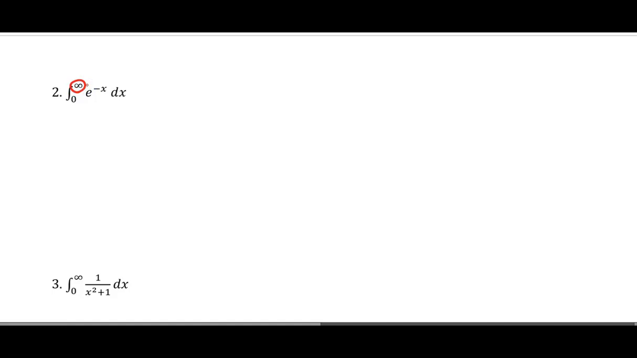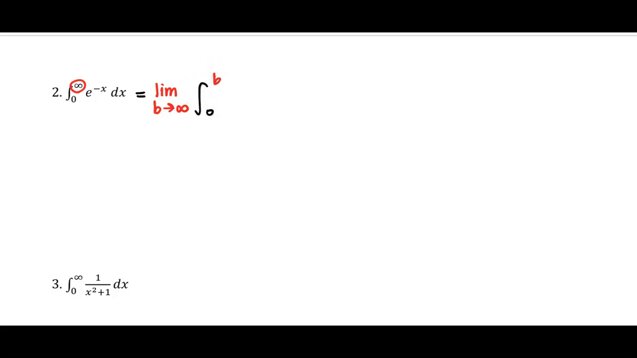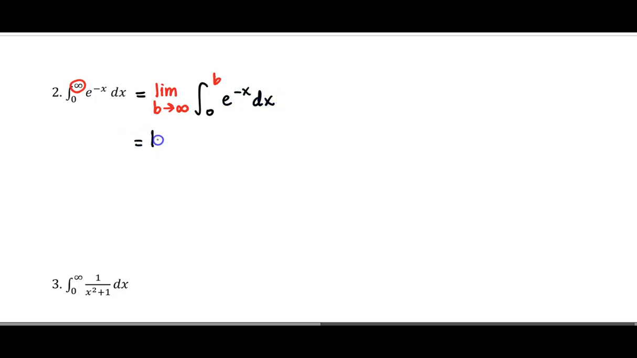That right there is why our integral is improper. And so to evaluate this, I'm going to introduce a limit and let b run to infinity. And then I will integrate from 0 to b of e to the negative x dx. The integral of e to the negative x dx is negative e to the negative x. And we will evaluate that from 0 to b.